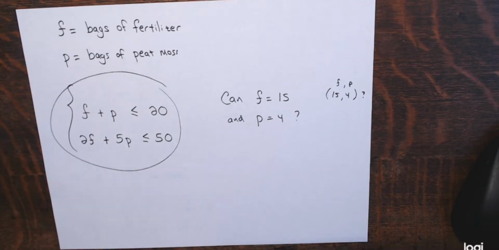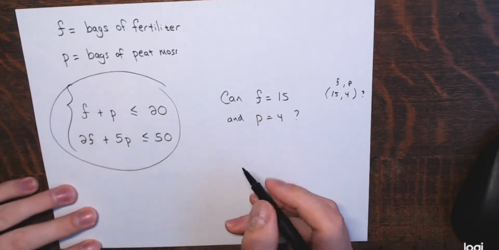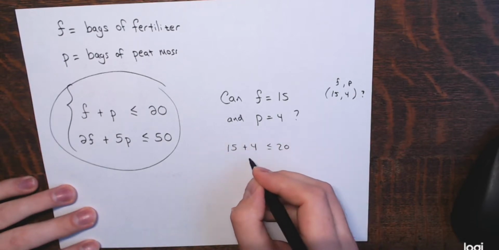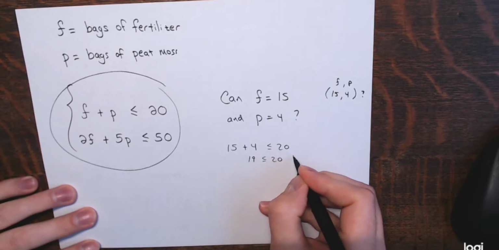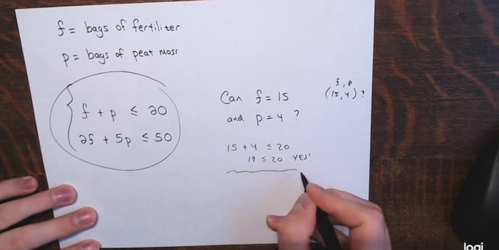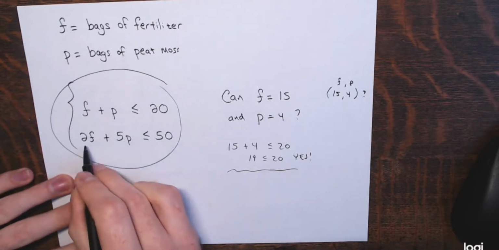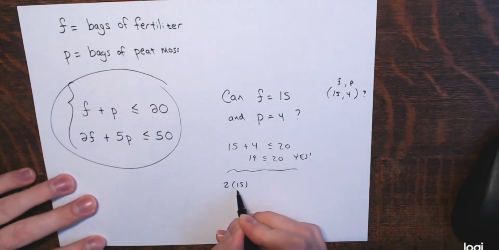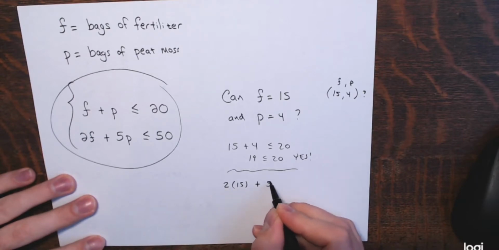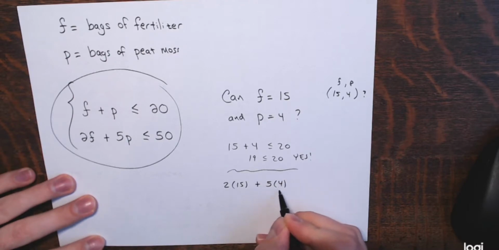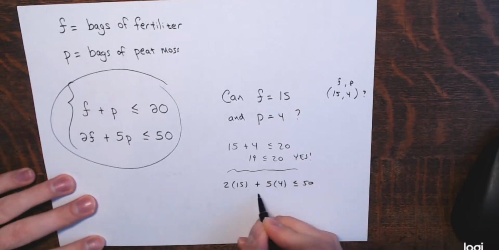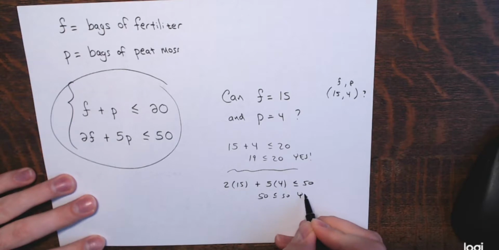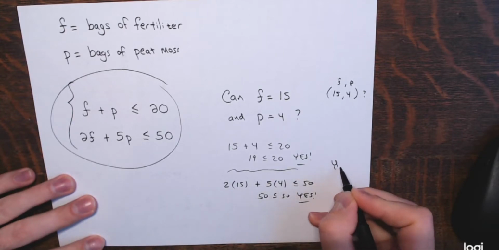All right, so I just plug in 15 for F and 4 for P. So the first inequality, we have 15 plus 4. Is that less than or equal to 20? Absolutely. 19 is less than or equal to 20. Yes. Then I move on to the next inequality. 2 times 15, because if you buy 15 bags of fertilizer for $2 a pop, that's $30. Add to that, 5 times 4 for the peat moss, that's $20. Is this less than or equal to 50? Yeah, 30 plus 20 is 50, less than or equal to 50. He didn't spend more than $50, so that's okay. So again, the answer is yes to this. So far, we've only seen some yeses.